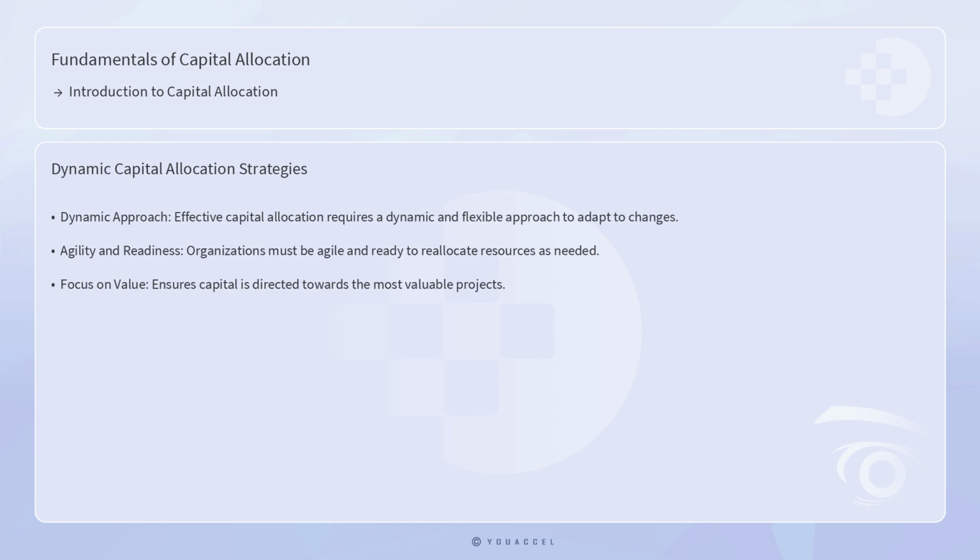Effective capital allocation also requires a dynamic and flexible approach. Market conditions and organizational priorities can change rapidly, necessitating adjustments to the capital allocation plan. Organizations must be agile and ready to reallocate resources as needed to respond to new opportunities or mitigate emerging risks. This dynamic approach ensures that capital is always directed towards the most valuable and strategically important projects.